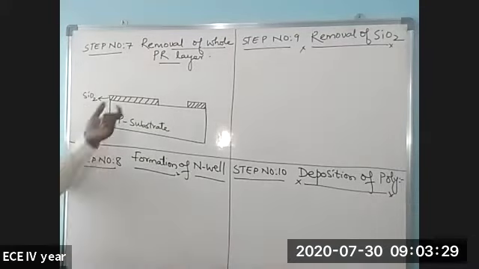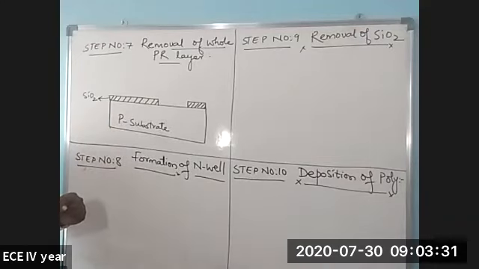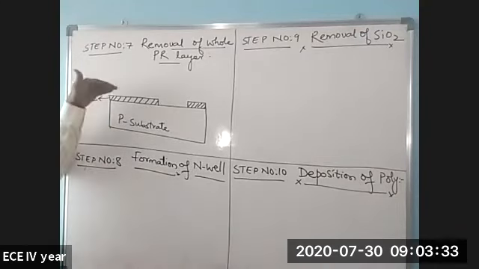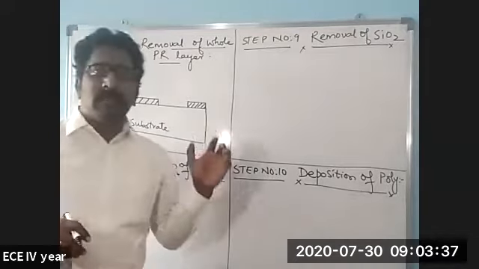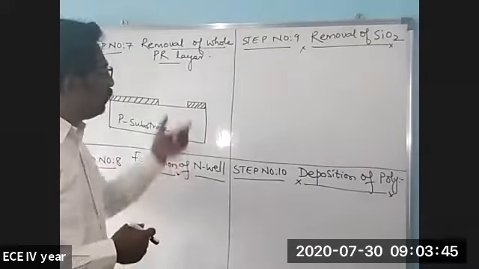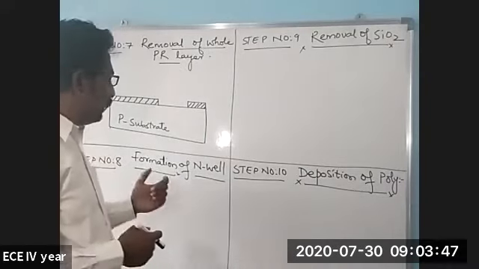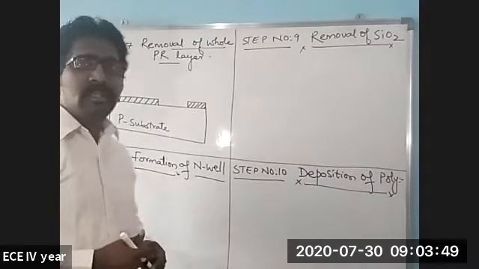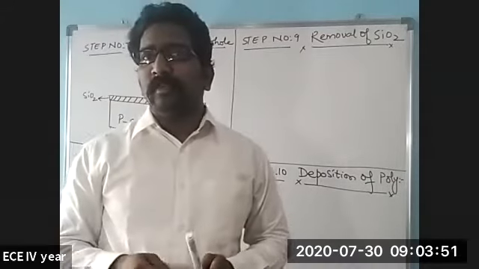So this is a step where the PR layer which was earlier here upon this SiO2 has now been removed with the help of chemical solvents. So that is how the PR layer will be removed in this step number 7. That's the removal of whole PR layer. The next one, formation of the N-well. The next one will be formation of N-well.